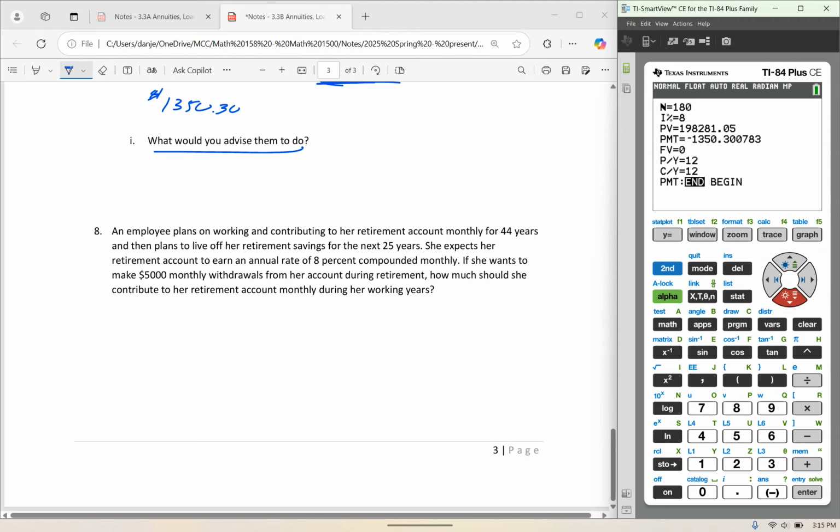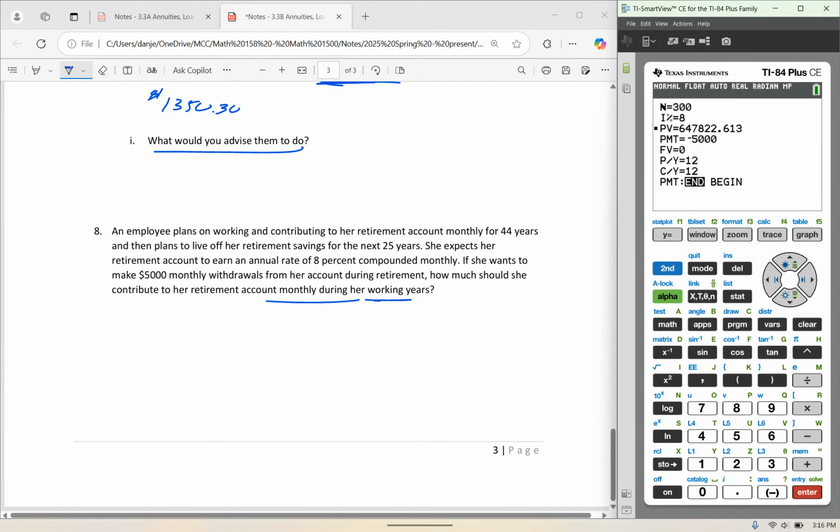She wants to take $5,000 monthly withdrawals from her account. How much should she contribute monthly during her working years? Now, the contribution comes last. First, like in the early example, how much money needs to be in that account? So if she's going to be retired for 25 years, 12 months a year, she's planning on being retired for 300 months. Her account needs to earn the 8% interest to make $5,000 withdrawals.